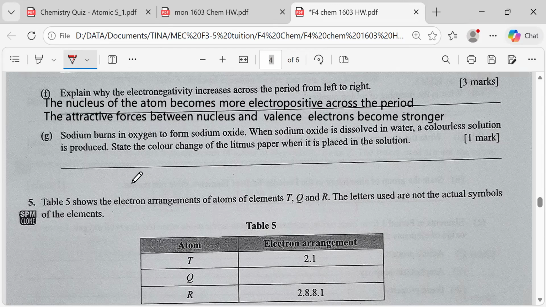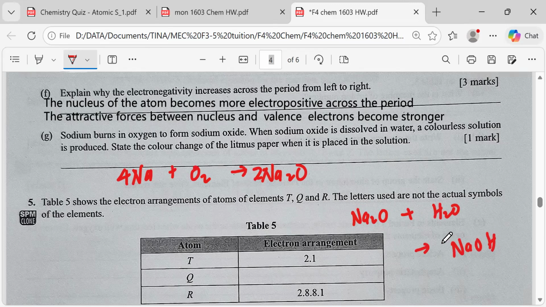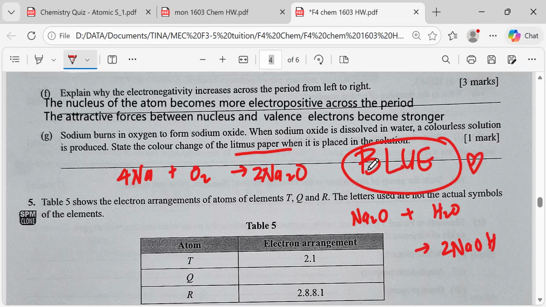Sodium burns in oxygen, becomes sodium oxide. Remember, group 1 is called alkali metal. They are called alkali metal because they dissolve in water to become alkali. So if sodium oxide dissolves in water, it becomes alkali, NaOH. Do you remember? Okay, just pretend you remember, okay? So what's the color of litmus paper when it's placed in solution? Blue. Okay, put lots of hearts around it so you remember.